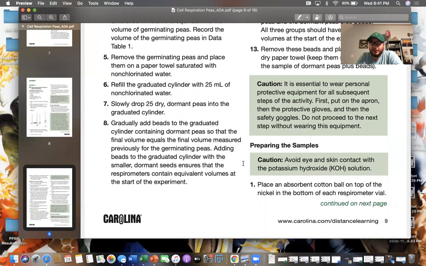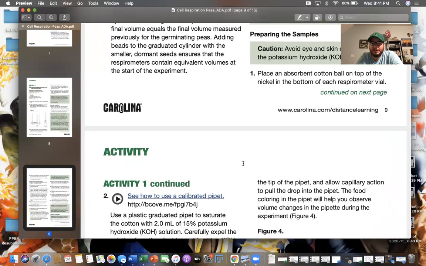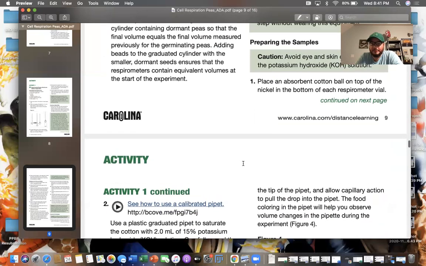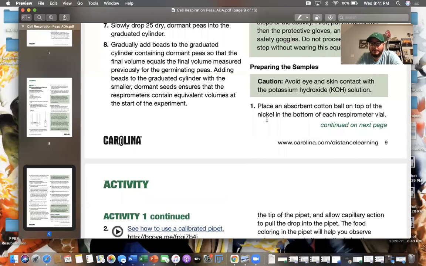So let's read ahead and see what we need to do, and then we'll come back and go through it all. We're going to place an absorbent cotton ball on top of the nickel in the bottom of each respirometer. The absorbent cotton balls are the ones not in the bag. They're the ones that were provided loose.